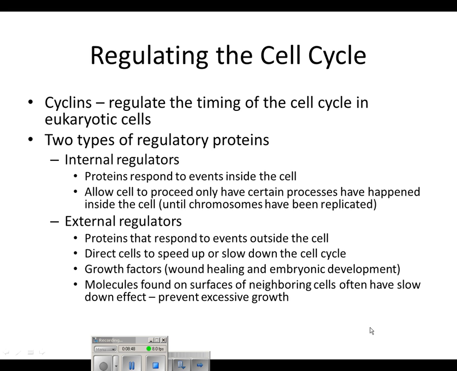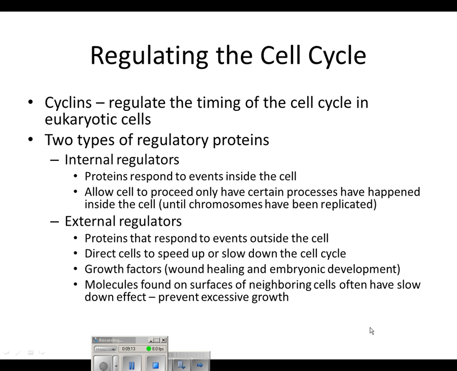Then there's external regulators, which are proteins that respond to events outside the cell, and these direct the cells to speed up or slow down the cell cycle. Things like growth factors. If you have a wound, a cut, you need cells. Say just a paper cut even, you need skin cells to form so that they can cover the wound and heal. So wound healing would be something that would speed up cell division.